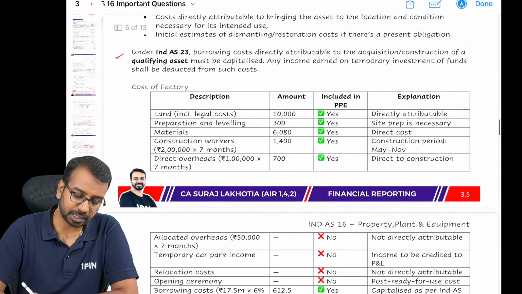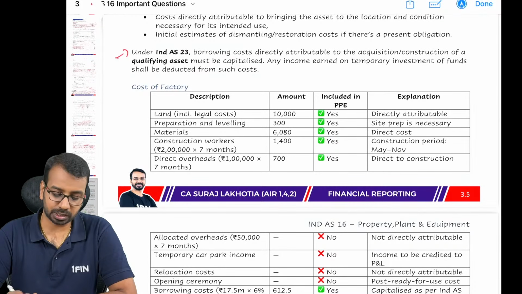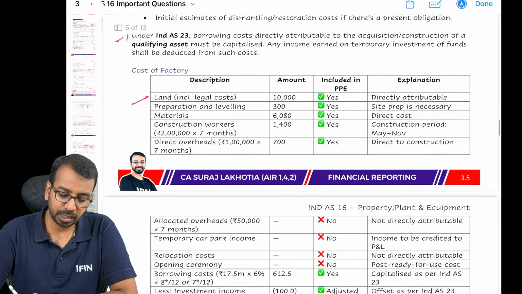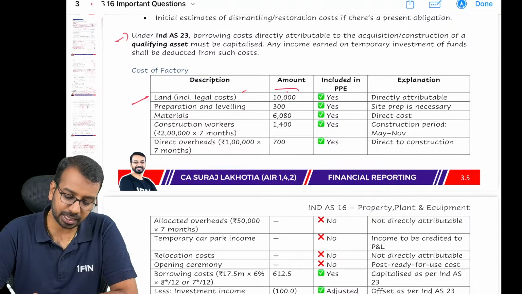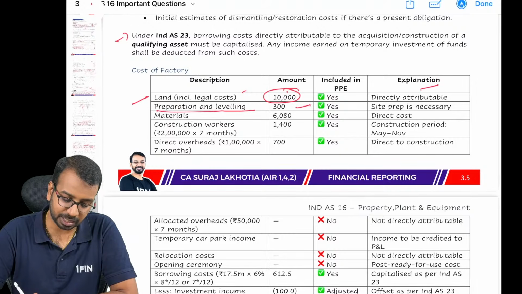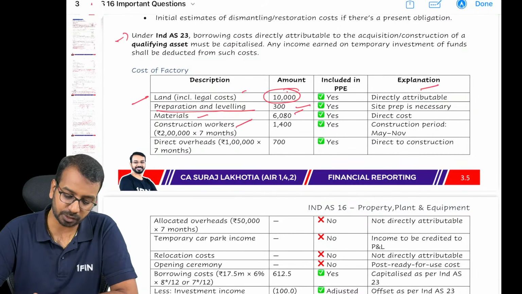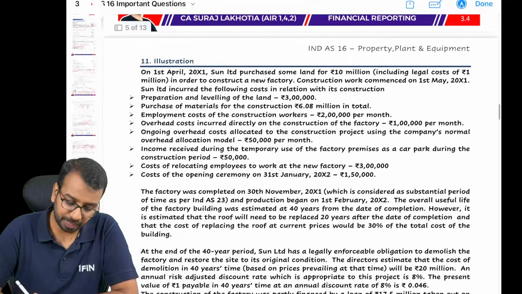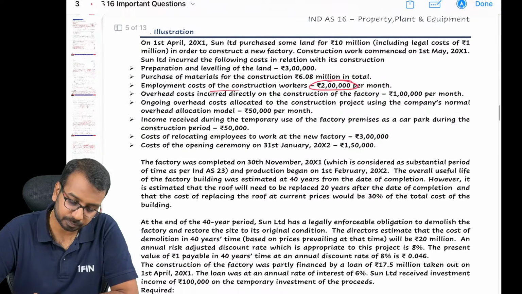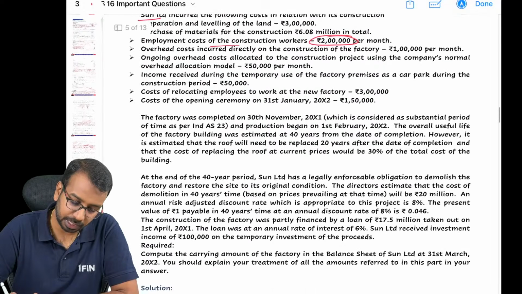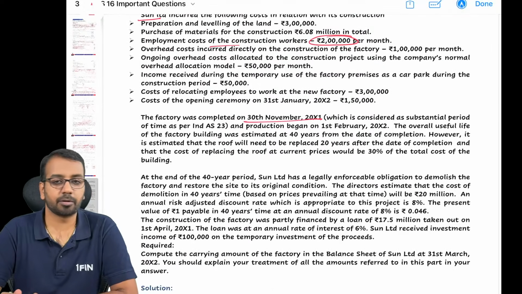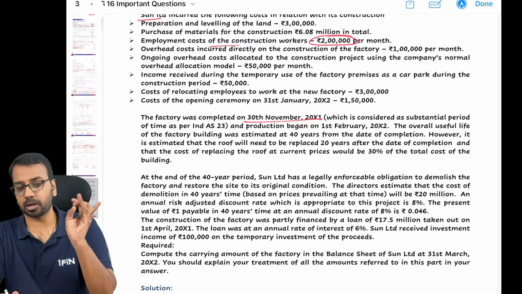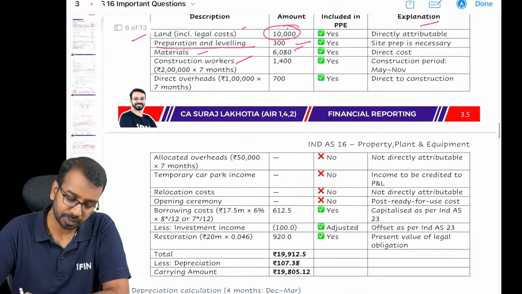So this is another case where we have various cost givens. Land including legal cost, is it capitalized? Yes, it is a separate cost. Preparation and leveling of land, yes, capitalized. Materials capitalized. Construction workers: here they have given that construction worker cost is 2 lakh per month. Construction work commenced on 1st of May and it was completed on 30th of November. So May, June, July, August, September, October, November, 7 months cost is capitalized.